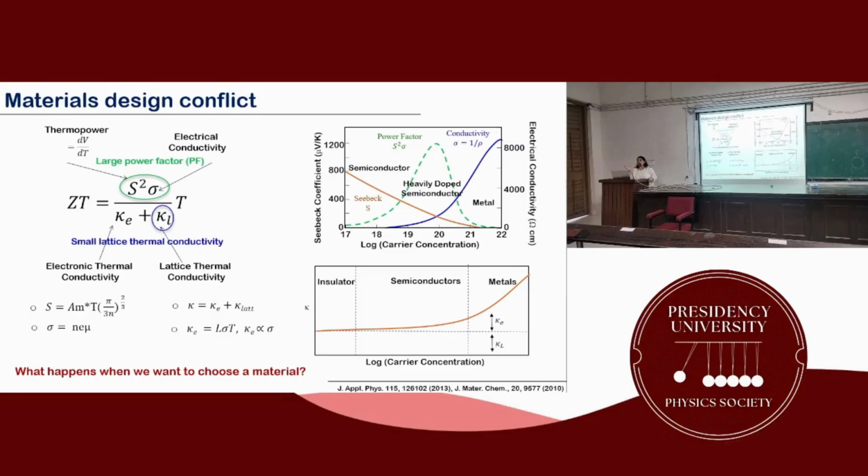So what happens with all these parameters? They are interdependent. What happens when I want to choose a material or recommend a new material which could have a very good thermoelectric performance? I need to know some way out or some intuition.